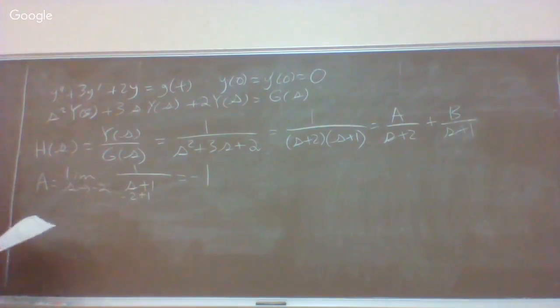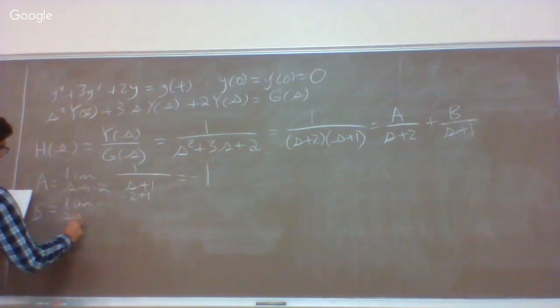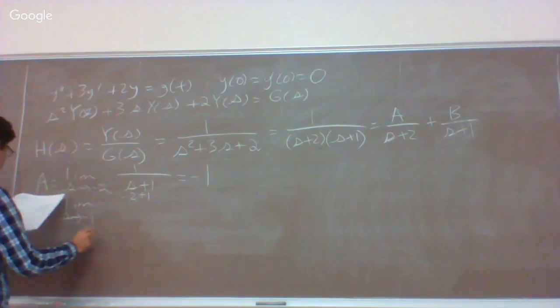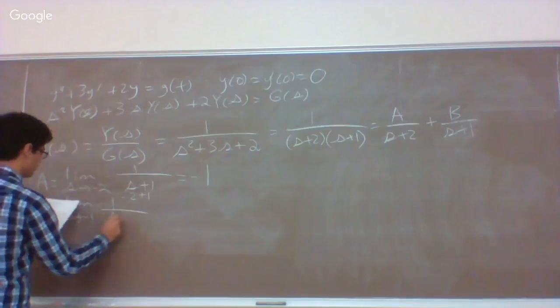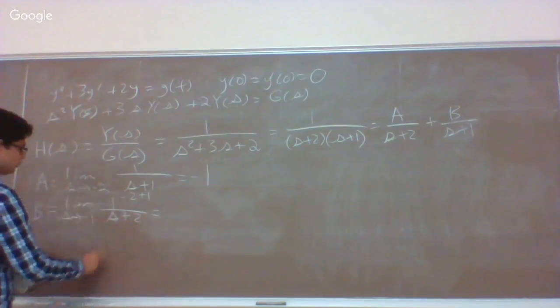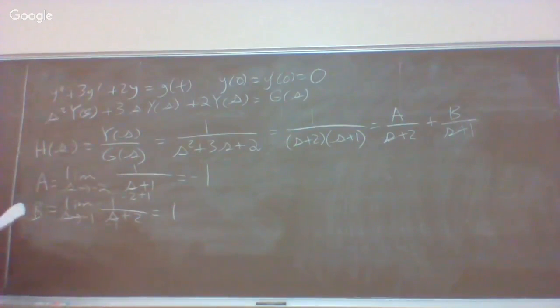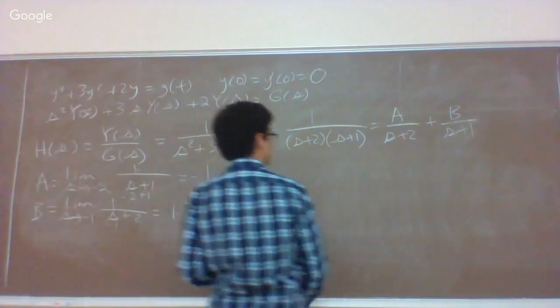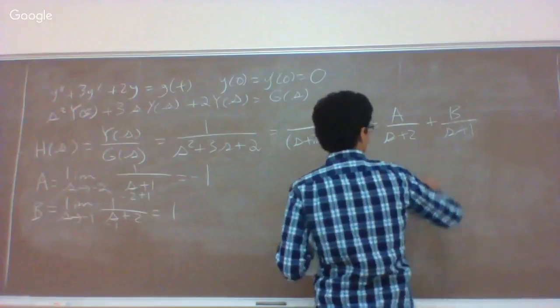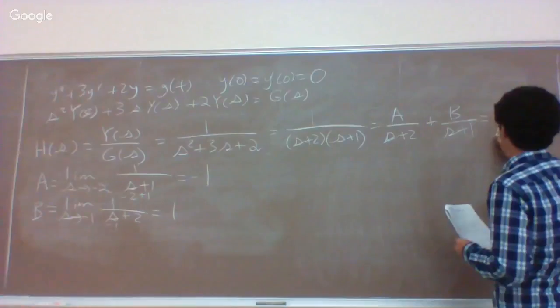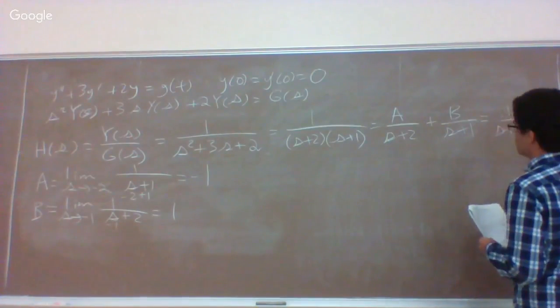Let me know if I'm going too fast or something. B is equal to the limit as s approaches what? -1 of the function 1 over s plus 2. And this, we have -1 plus 2. So our B value is 1. So this is -1 over s plus 2 plus 1 over s plus 1.